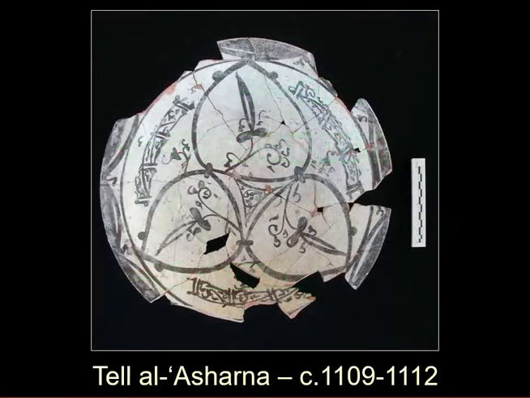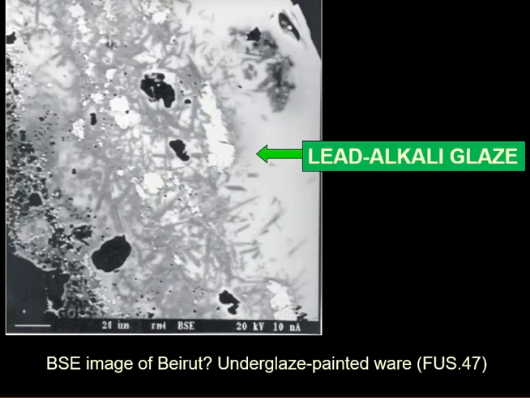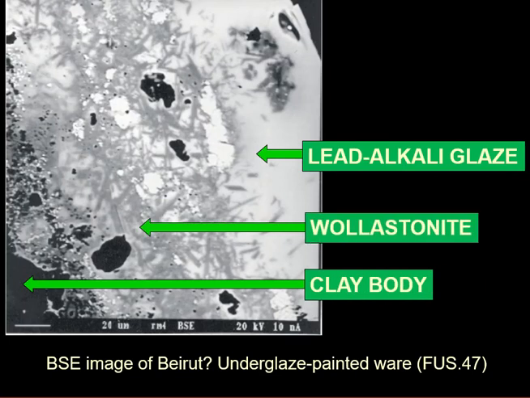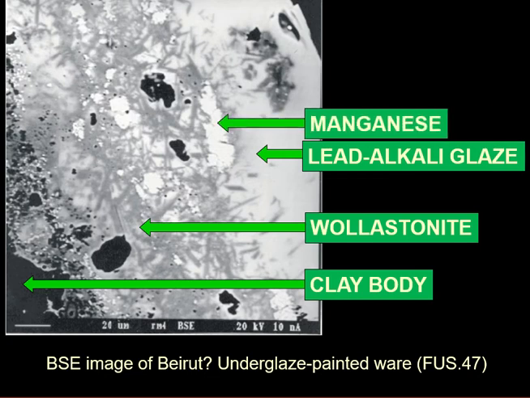At about the same time, we see the luster potters of Beirut also making an underglaze paint. This, however, is a lead alkali glaze over a clay body. The glaze is made white by the growth of calcium silicate called wollastonite on the surface of the pottery. It is possible that this slip-like layer of wollastonite fixes the pigment, a black made of manganese oxides, and stops it running under the lead alkali glaze.